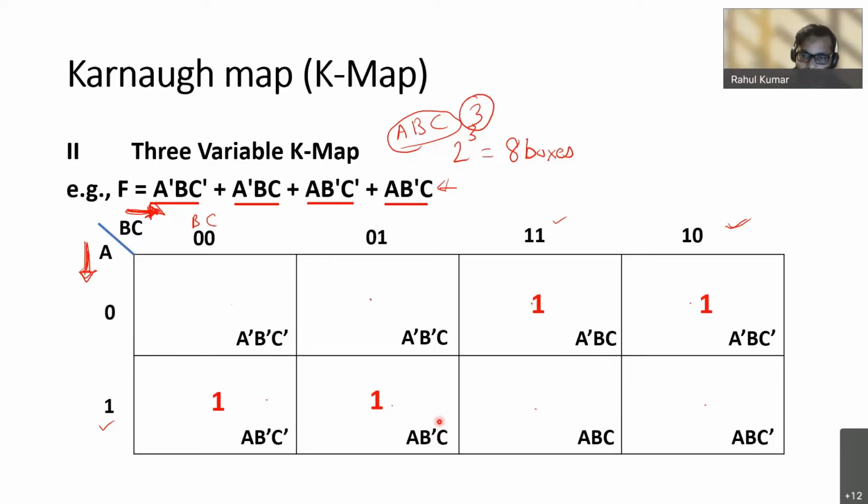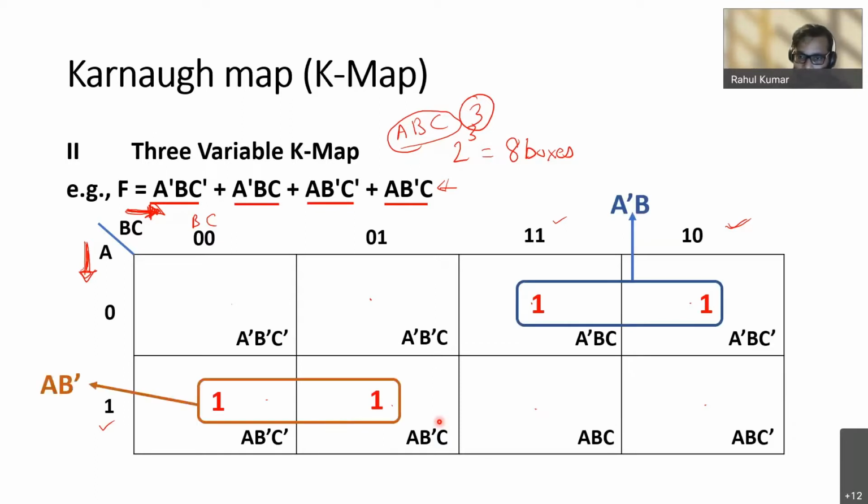Then the next step will be to pair them, to form the pairs. Our intention is to form a pair of 1s with the largest number of 1s. But in this case, we can have only pairs of 2 ones. One is this one and the second is this one. Adjoining ones. You cannot pair these two, you cannot pair like that. You have to pair along the vertical or the horizontal direction.